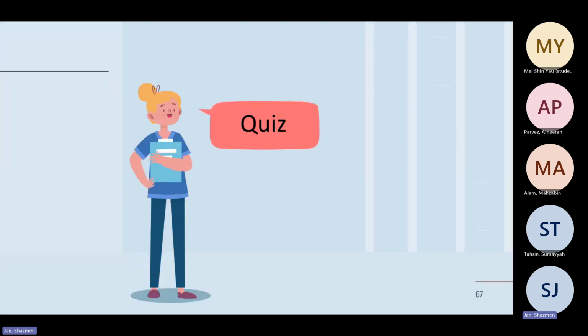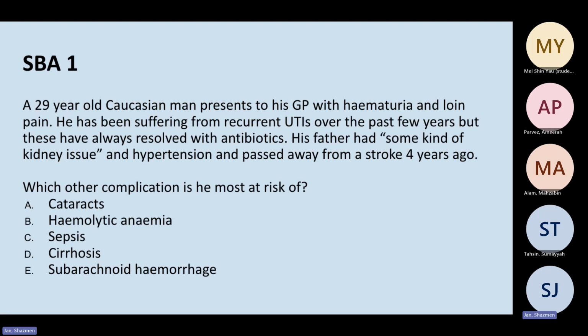There are several questions. So the first one is that you have a 29-year-old Caucasian man, and he comes to the GP with hematuria and loin pain, and he's also been suffering from recurrent UTIs over the past few years, but they've always resolved with antibiotics. He mentions that his dad had some kind of kidney issue and also hypertension, and passed away from a stroke 4 years ago. So the question's asking what other complication is he most at risk of? I'm just going to give you guys a couple of minutes to read through this and then suggest an answer.